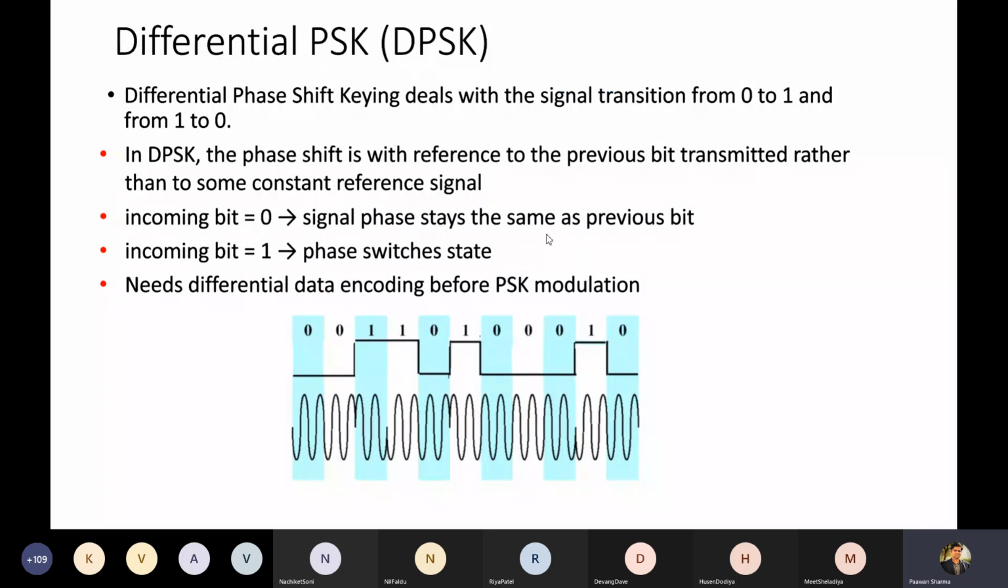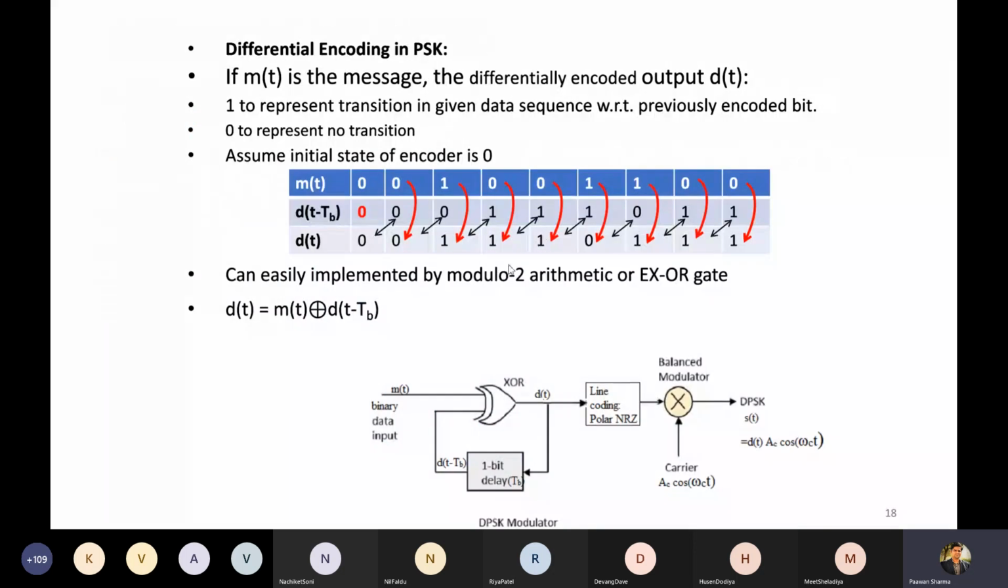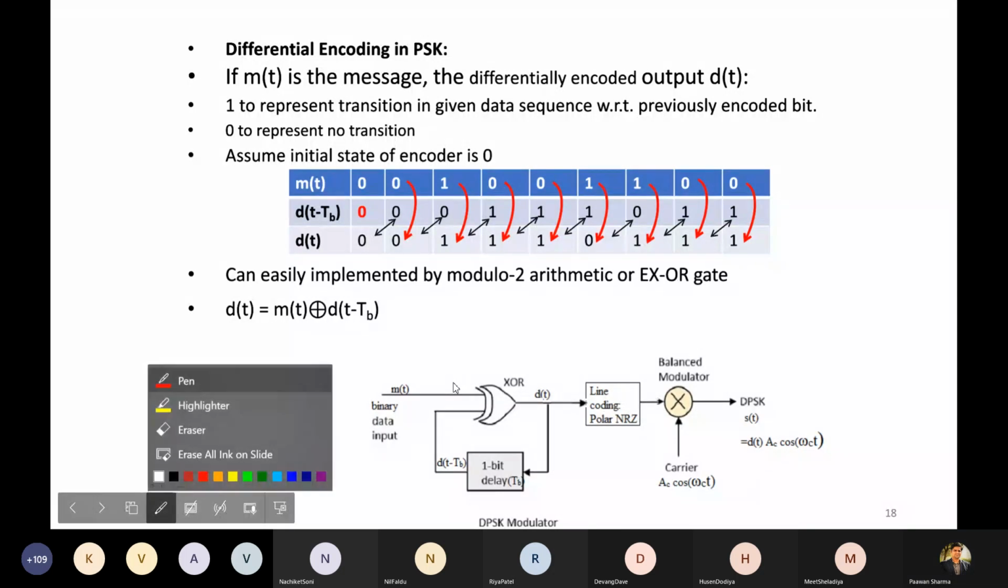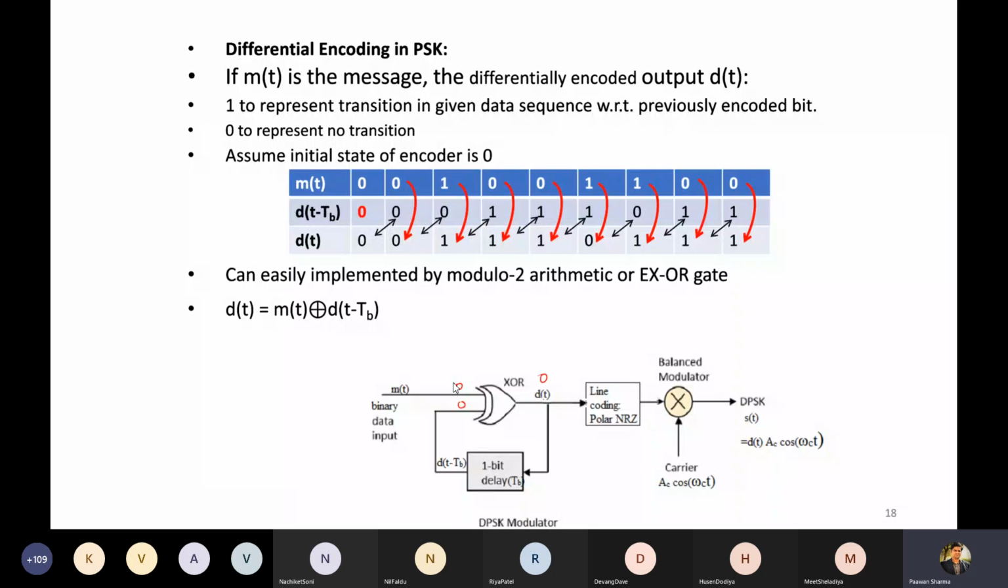0 means the signal phase stays the same. If the incoming bit is 1, the phase switches. So we start like this. This is your mt incoming bit. Let's assume dt minus Tb as of now is 0, and you obtain mt also as 0. So XOR of 0 0. What will be dt? Please students, if the XOR input is 0 0, the output is 0. So if this is 0 and 0, the output will be 0.